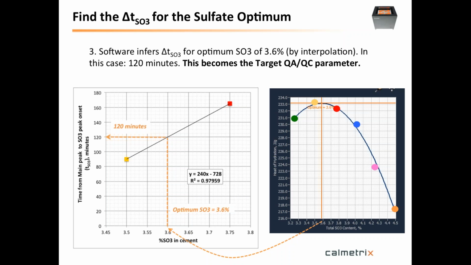So when we're at optimum sulfate, the sulfate level that we want for our cement, we actually have a delta T SO3 of 120 minutes. That now becomes our target. We want our cement, when we produce it, to always have the same 120 minutes between the main peak and the onset of the sulfate depletion peak. With that in mind, we can have a very simple quality control procedure.